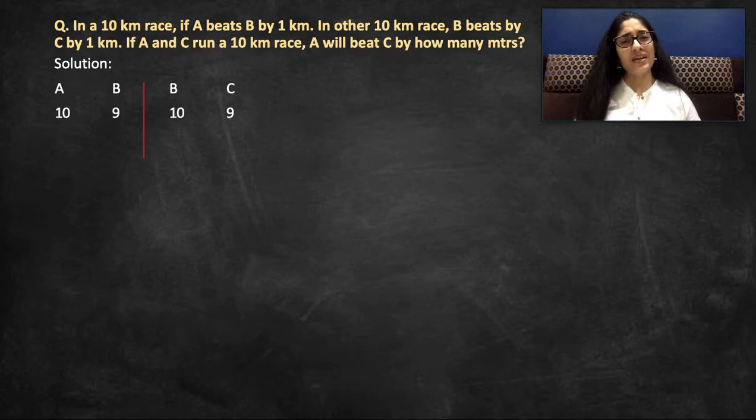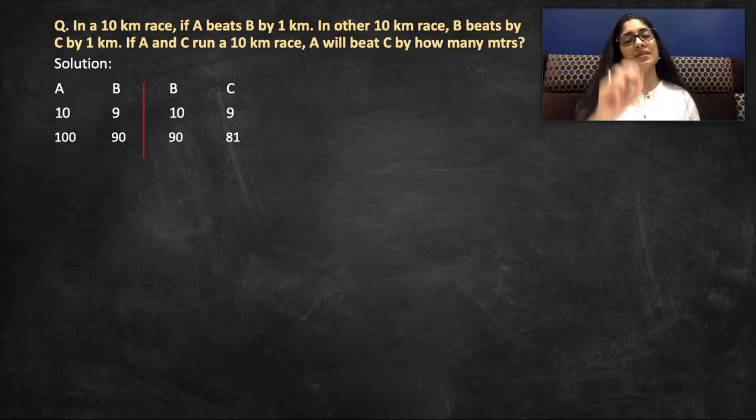Now if I have to compare these multiple races, let's see the first race. When A covers 10, B must be covering 9 kilometers. For the second race, when B covers 10, C must be covering 9. Now if I have to compare both of these, I'll have to get that common element of B the same, for which I'm going to multiply my first data by 10 and second data by 9. So now I get the data over here that when A covers 100 kilometers, B covers 90 kilometers and C covers 81 kilometers.